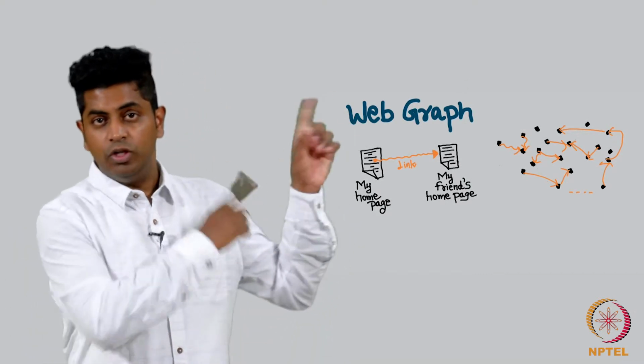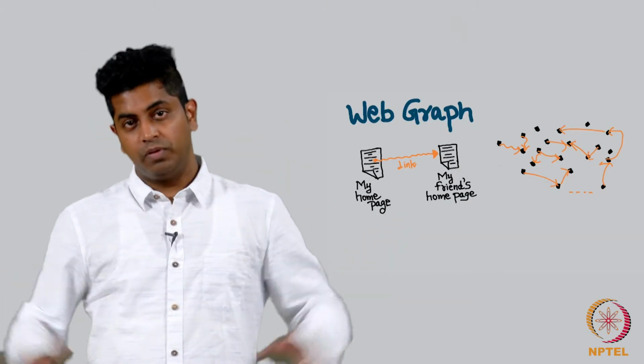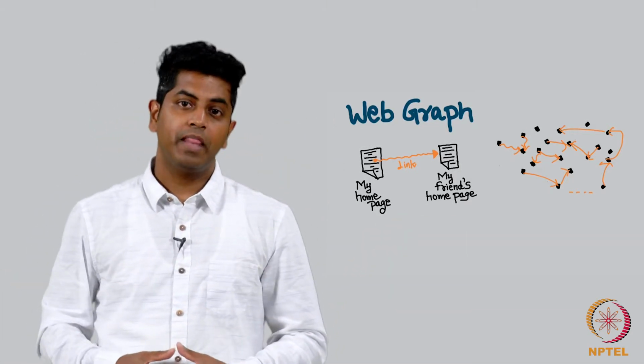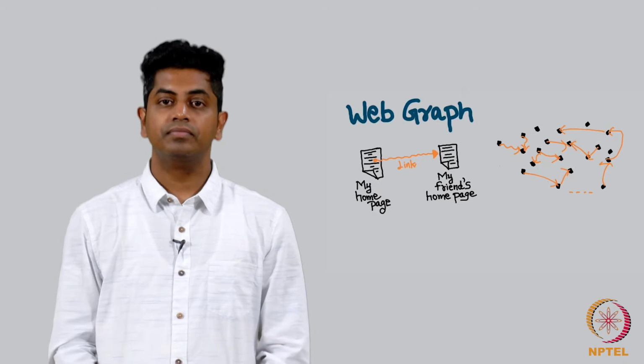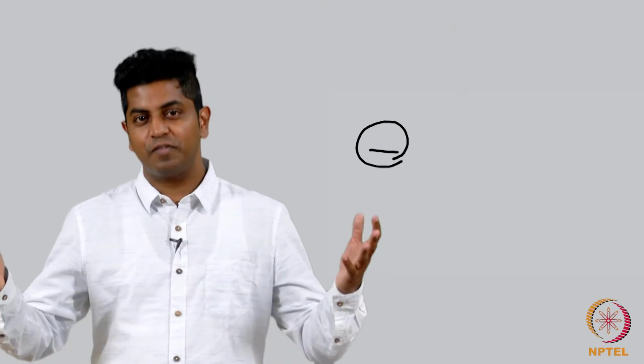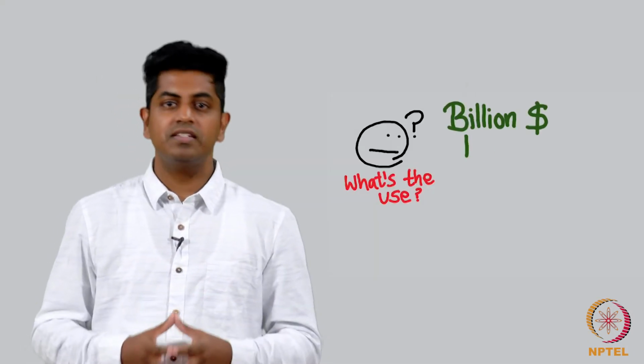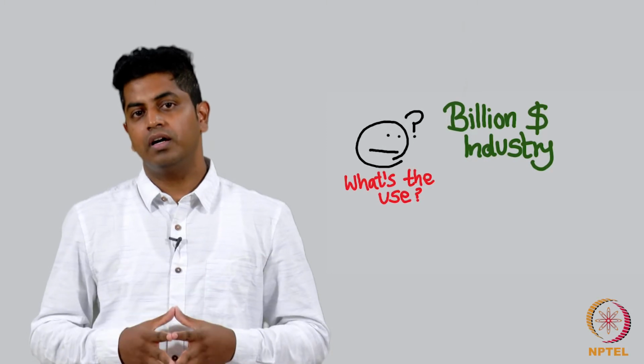Assume I do this to all possible pages in the world. How does the graph look? Very weird. Collecting such a graph looks like a complete waste of time. Of what use would such a graph be? It does not sound like it is going to be of any use, but as I told you, this resulted in a multi-billion-dollar industry which today we call Google.